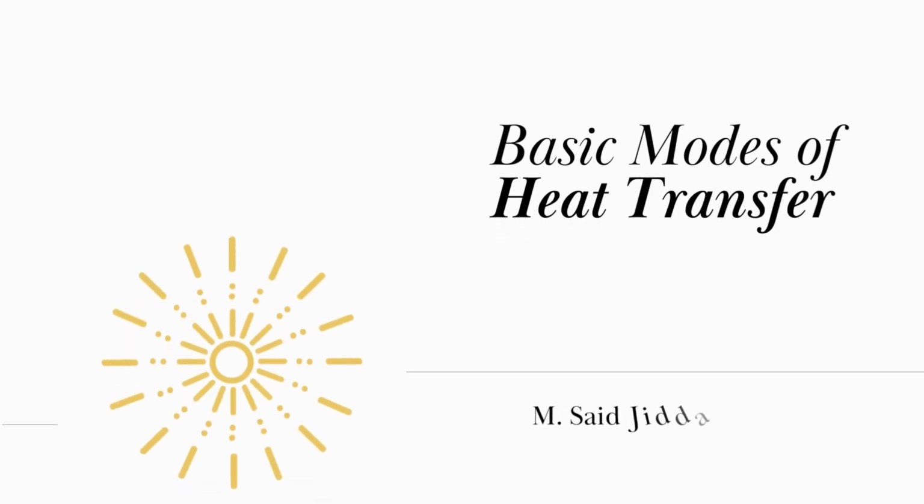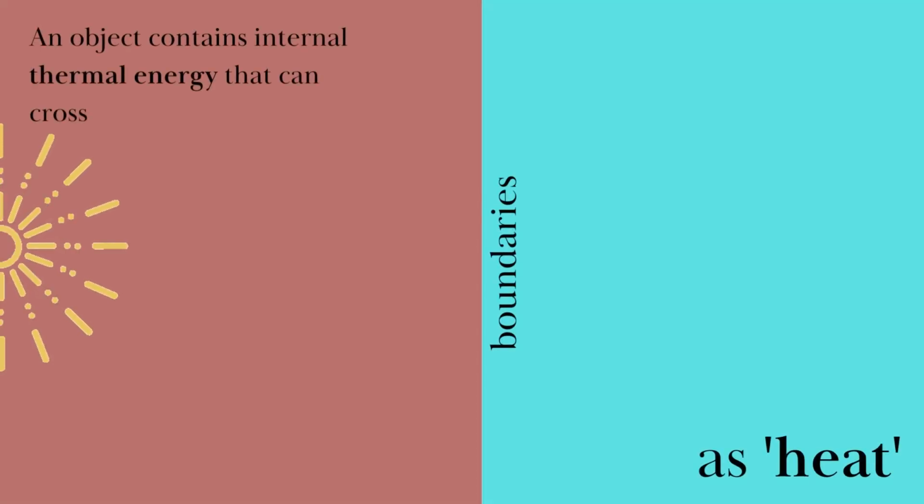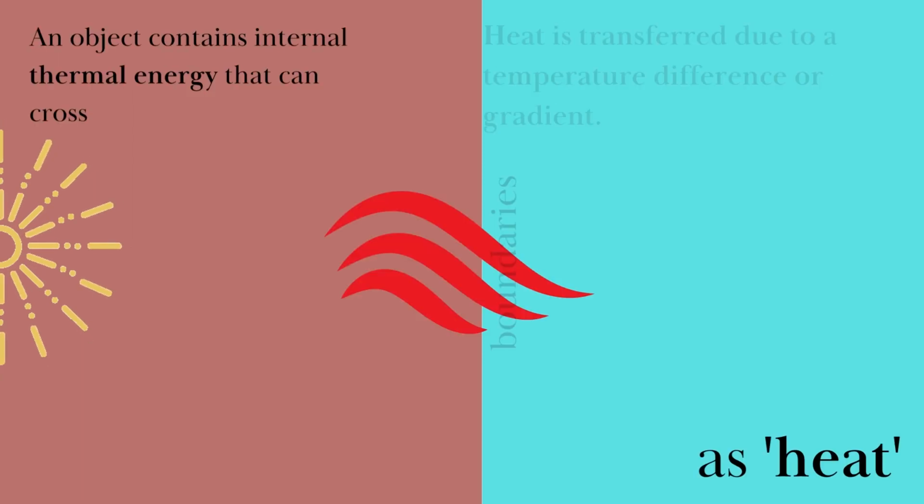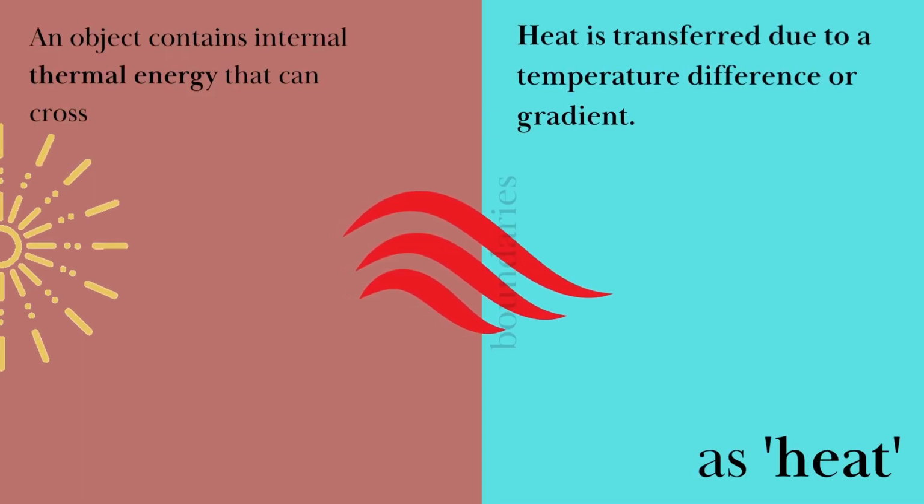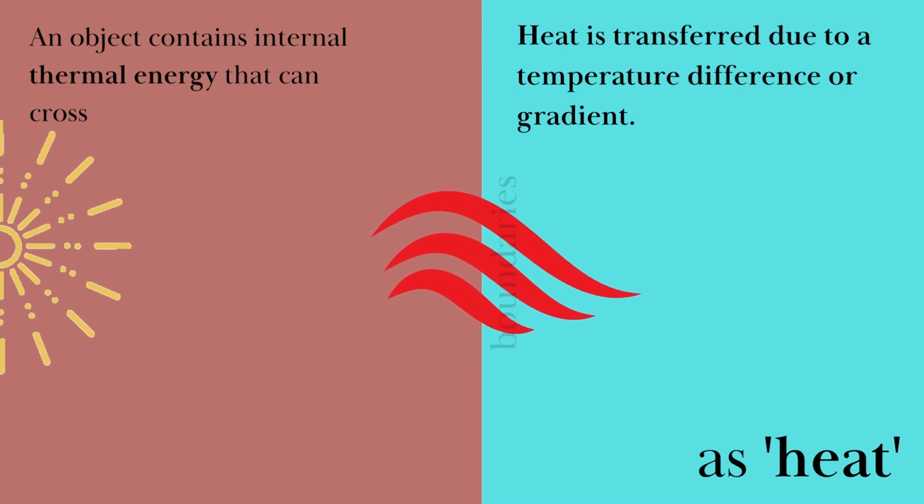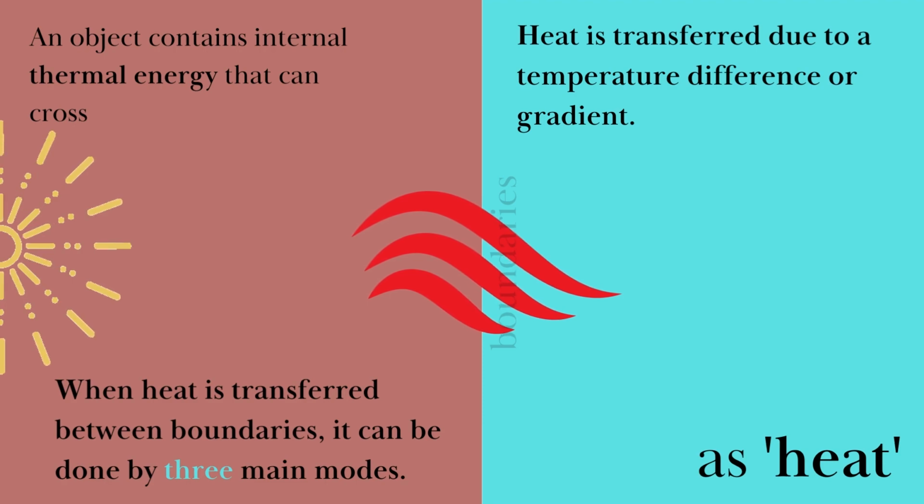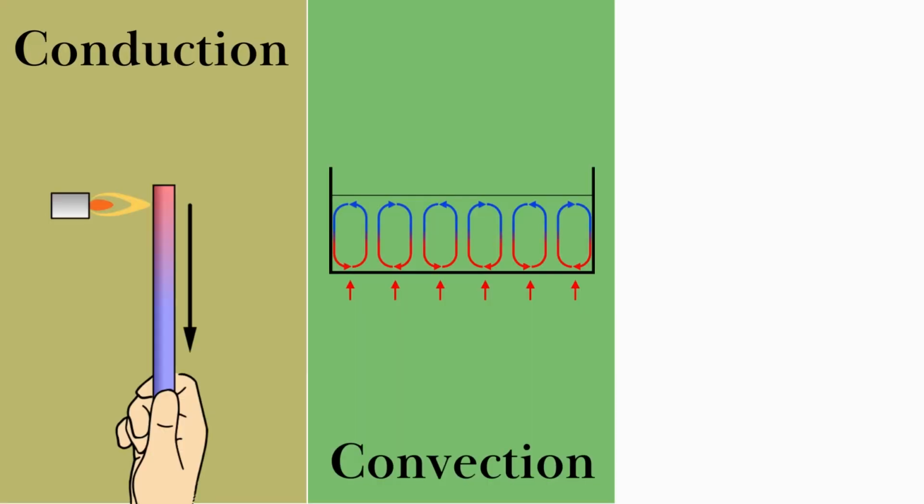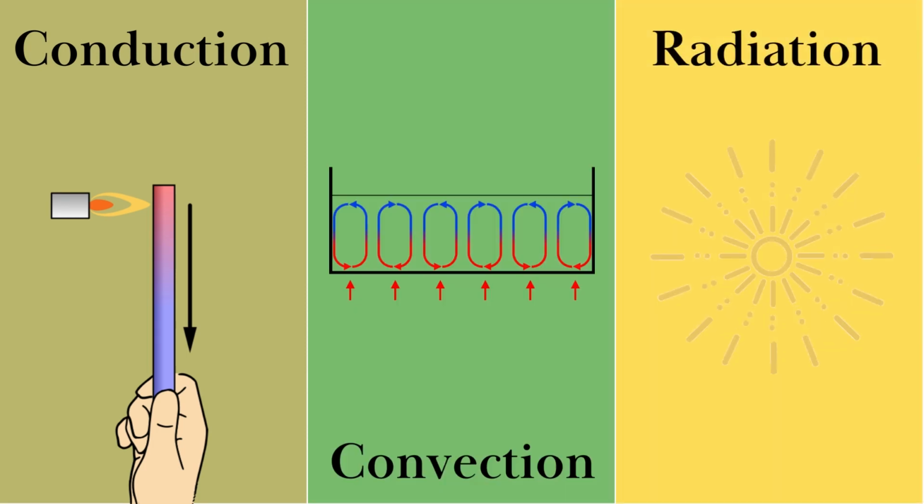Hello. In this video, we will discuss the three main basic modes of heat transfer. First of all, an object of energy contains thermal energy that can cross boundaries in the form of heat. Heat is transferred due to the presence of a temperature difference or gradient between two systems. When heat is transferred, it can be done in three main ways: conduction, convection, and radiation.